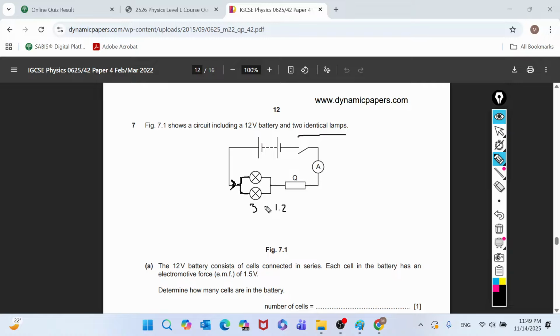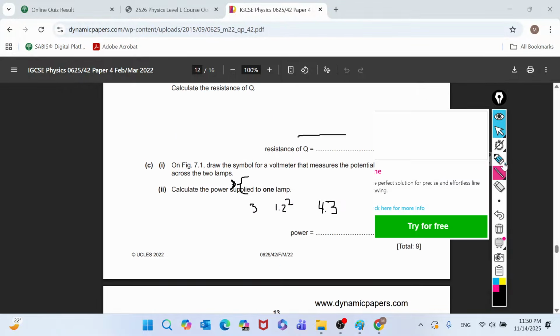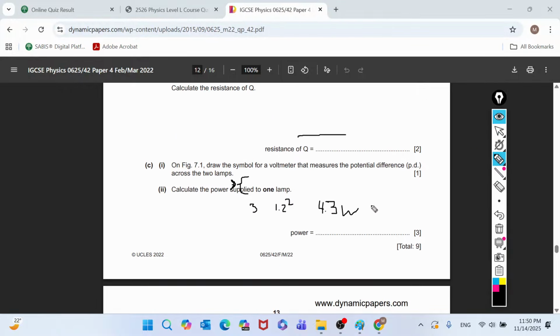And how do we, you guys know, we can find from the resistance and the current. It's R I squared. So 3 times 1.2 squared. That's equal to 4.3. Okay. So the answer is 4.3 watts.